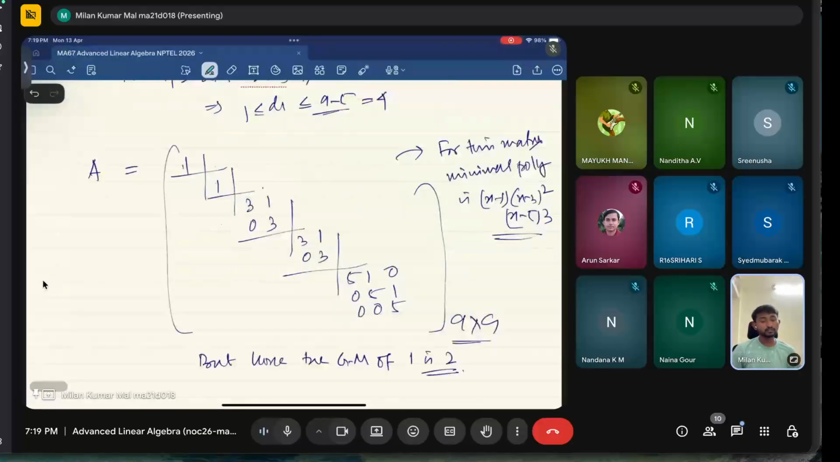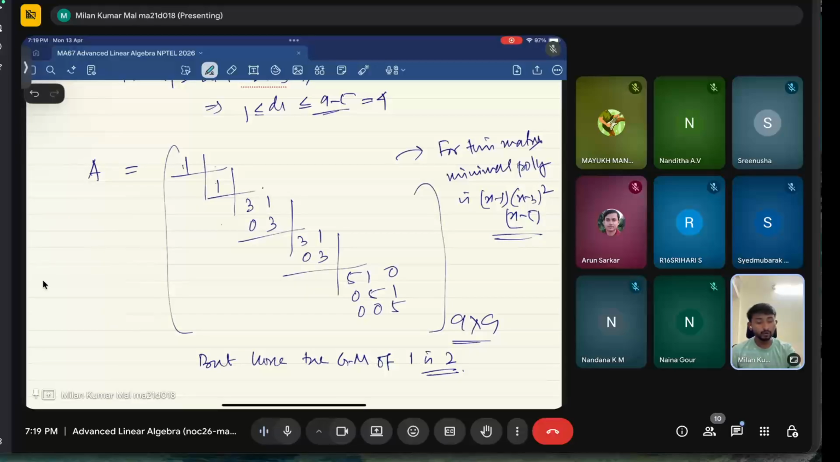Geometric multiplicity of 1 is actually 2. If you recall the fact that whenever you have to find the Jordan canonical form out of a minimal polynomial or the characteristic polynomial, then the power of the factor in the minimal polynomial tells you the size of the largest square block. For example, here the minimal polynomial is x minus 1, x minus 3 square, x minus 5 cube.